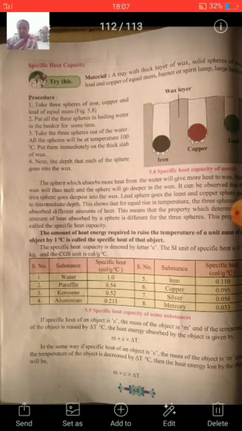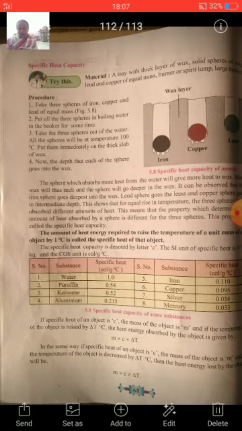Here they have given us some substances and their specific heat capacity in calorie per gram degree Celsius. If the specific heat of an object is c, the mass of the object is m, and the temperature of the object is raised by delta T degree Celsius, the heat energy absorbed by the object is given by m into c into delta T.